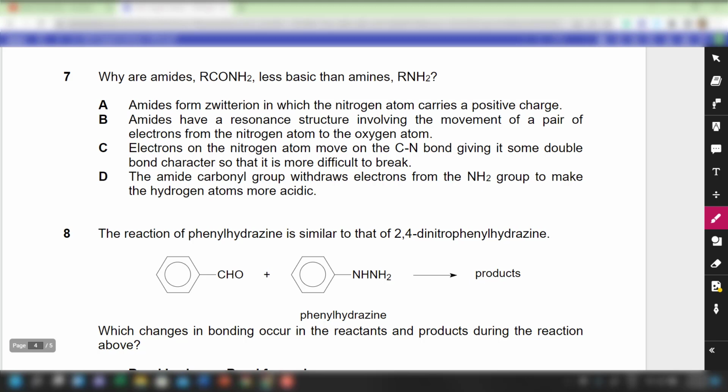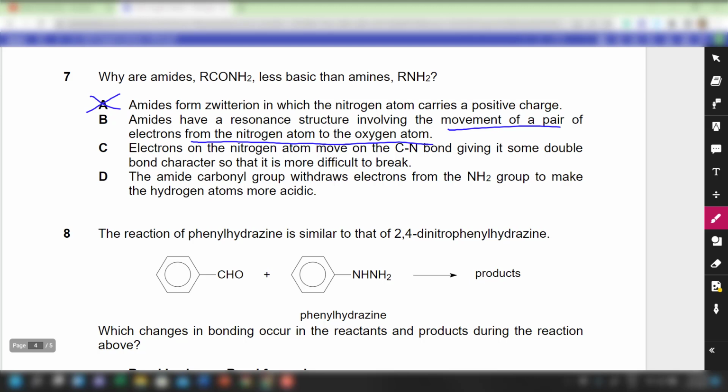So for option A, amides form with the ion. This is nonsense because it's not possible, because the amide itself is neutral. Option B, amides have resonance structures involving the movement of a pair of electrons from the nitrogen to oxygen. This is not the best description. Yeah, but within all the options, we'll have to check again. But so far, B seems to be okay. I mean, you have those resonance structures being drawn in your lecture notes.